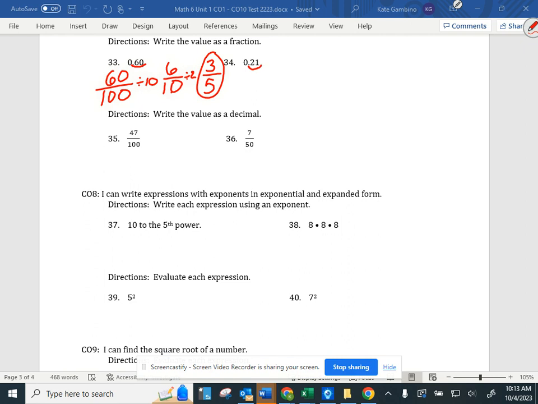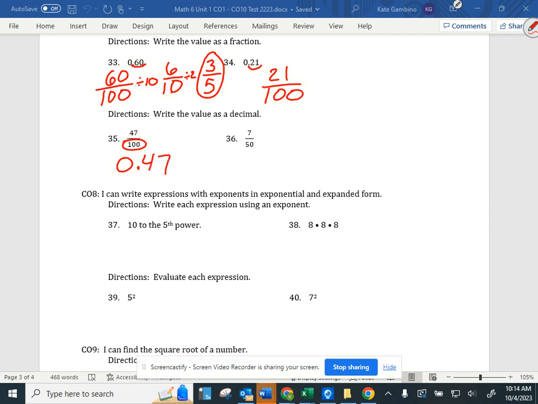This one is 21 hundredths. We cannot simplify that one anymore. For 35 and 36, we now have to write it as a decimal. My magic number is that 100, so I know 47 hundredths is 0.47.